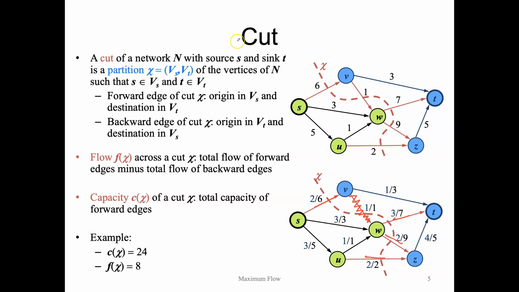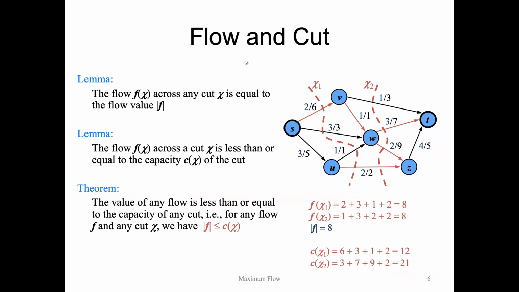All right, so I mentioned now that finding the maximum flow is related to finding a cut with minimum capacity, and this is largely because of these two lemmas. Now the first lemma comes from the conservation rule. It says that the flow across any cut, we could have many different cuts across a network, but that the flow across any cut is equal to the flow value. And again, this is because we don't lose or gain any flow along the way.